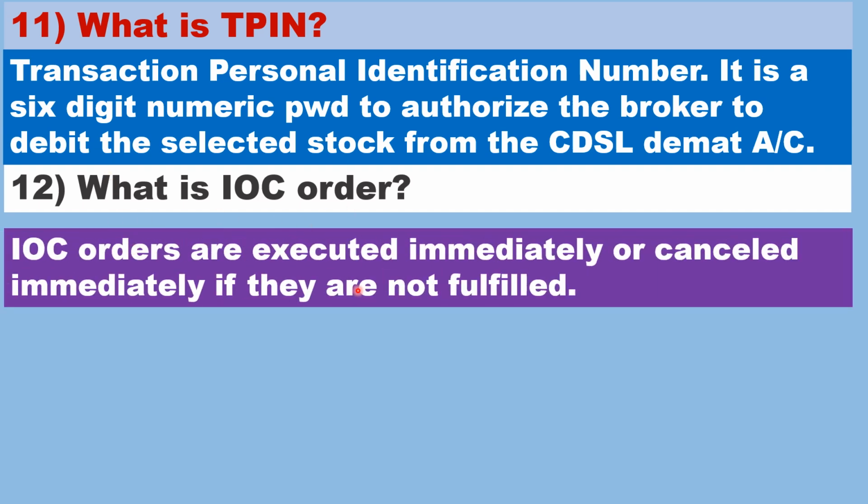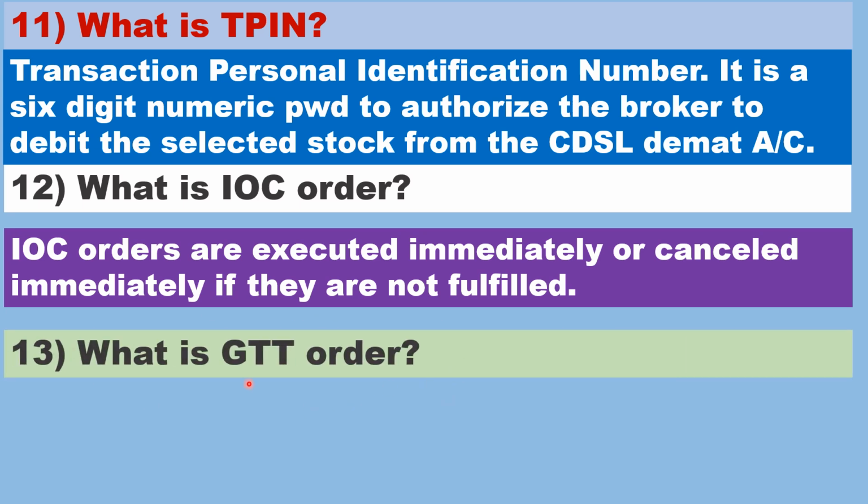What is IOC order? These are orders executed immediately or cancelled immediately if the conditions are not fulfilled. If the conditions are fulfilled, they will be immediately executed. If the conditions are not fulfilled, they will be immediately cancelled.